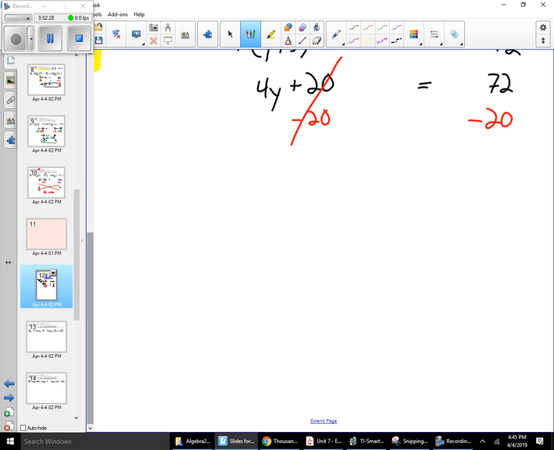And that leaves me with 4y on the left, and it leaves me with a 52 on the right. Last but not least, divide both sides by 4. And 52 divided by 4 will be 13.